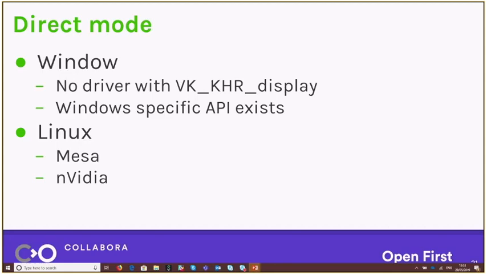There is unfortunately no driver that I know of that exposes KHR display on Windows. But there is a Windows-specific API for DX12, and you can probably use some kind of sharing to actually get in there. That API is not hidden, unlike the secret hidden APIs that you might have heard the VR runtimes, like SteamVR and Oculus, are using. And on Linux, unfortunately, it's a little bit different between the Mesa drivers and the NVIDIA ones.